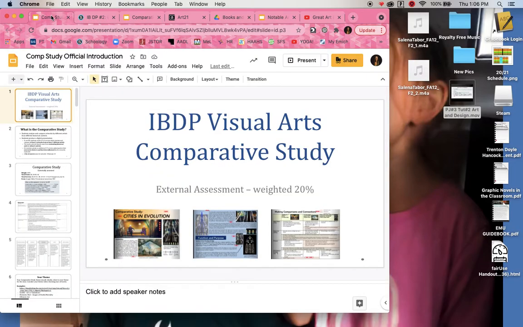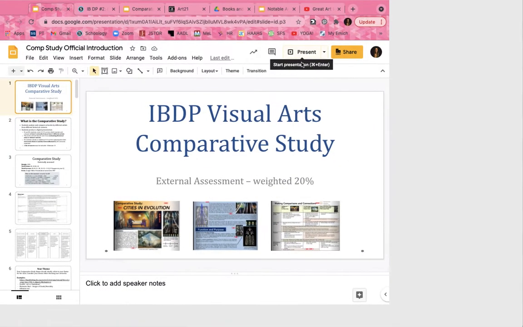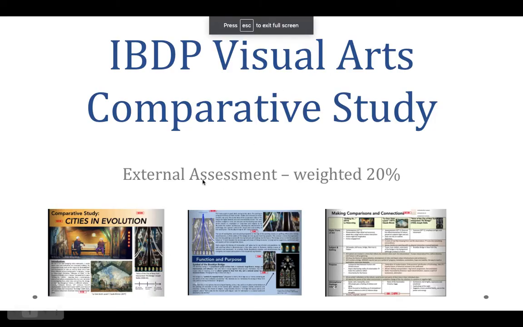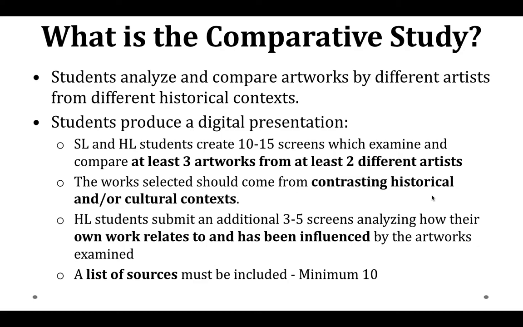So we are going to get started with this presentation so I can explain to you what the comparative study is. It's an external assessment, which means I do not assess it. So it's going to be sent off to IB to assess, not me. What you'll do is choose 3 artworks by 3 different artists from 3 different historical contexts and art periods to compare and contrast. You'll create a digital presentation that's 10 to 15 slides, and that's for both HL and SL students.